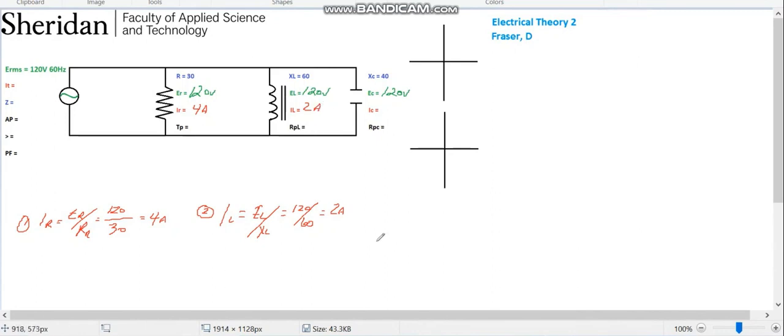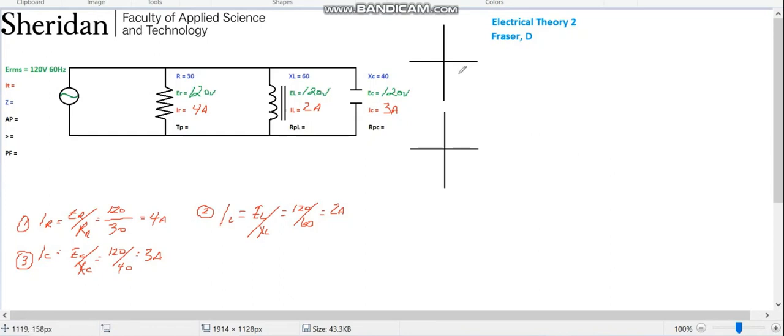Okay, I could also say that's 2 amps at 90 degrees off from this one here, but whatever. Step number 3, IC is EC over XC. So 120 divided by 40, right? So I get 3 there. Kind of nice, easy numbers. Don't even have to use any calculator from the get-go.